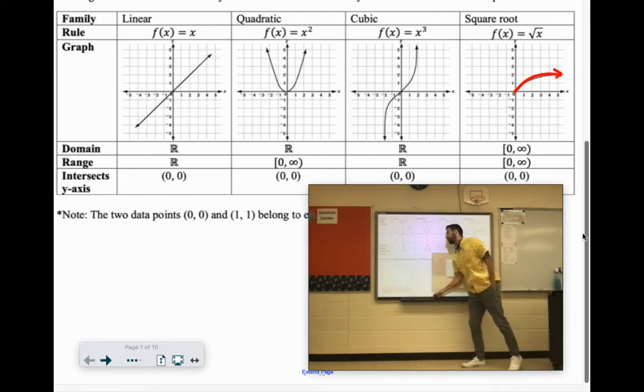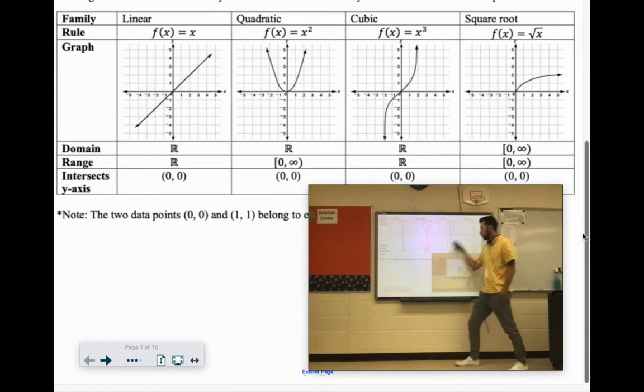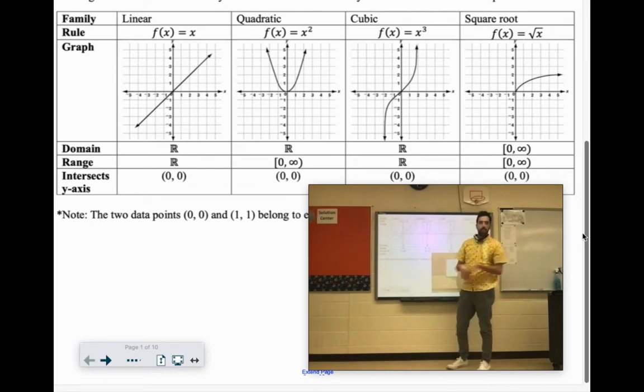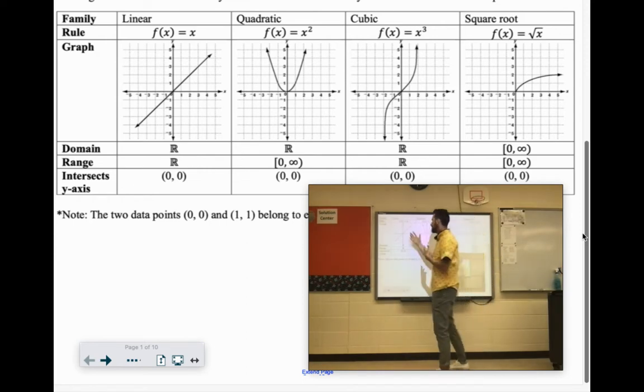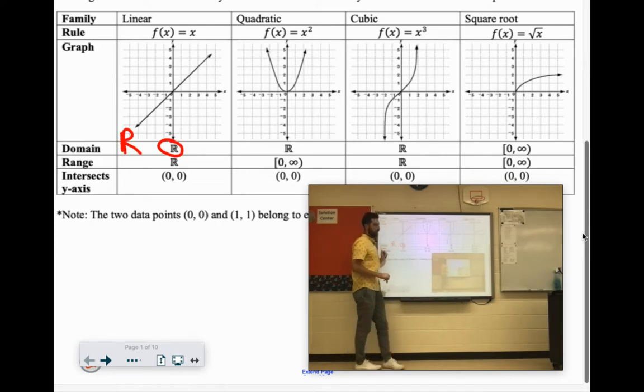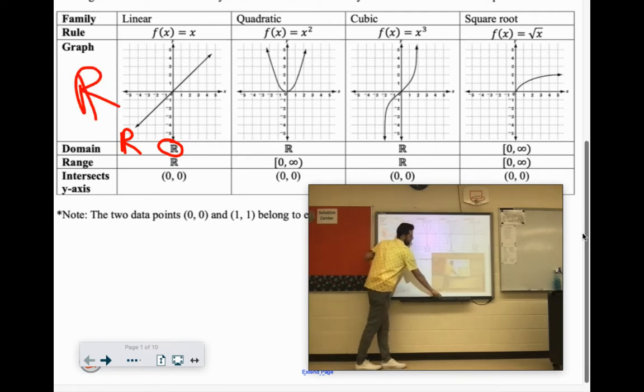So now let's talk about domain and range, which we'll get to more in the second half of this lesson. Domain are all your x values, and then your range are all your y values. So it's like, are there any limits on your x? So if you look at the linear, x is left and right, right? There's no limit. It can go on forever to the left, forever to the right. So they put this R, which means all real numbers. A lot of times you'll see me just write a capital R with a line down the side like that.